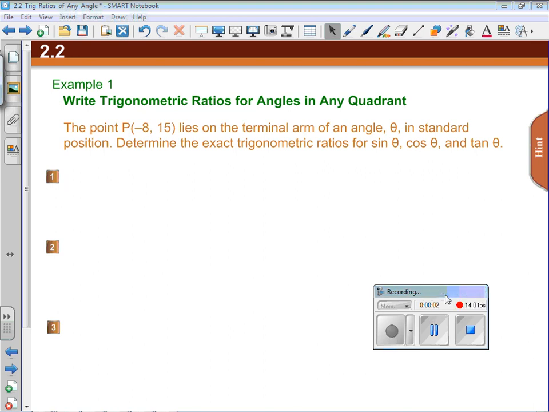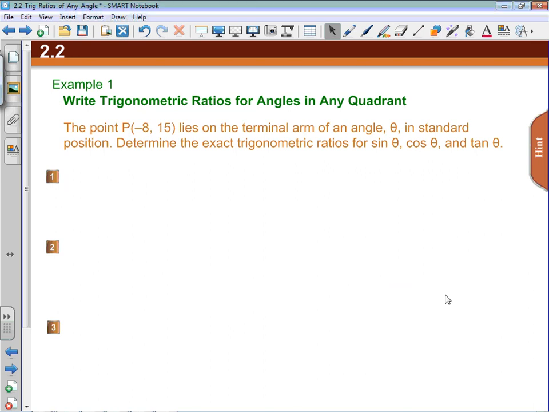Example 1 in 2.2 for Math 20-1 is where we look at how having a point on the terminal arm can really guide us as to the value of sine theta, cos theta, and tan theta. The biggest thing that I want to stress in a question like this is at no point do you need to calculate theta.